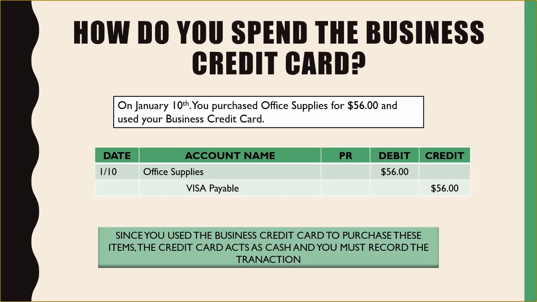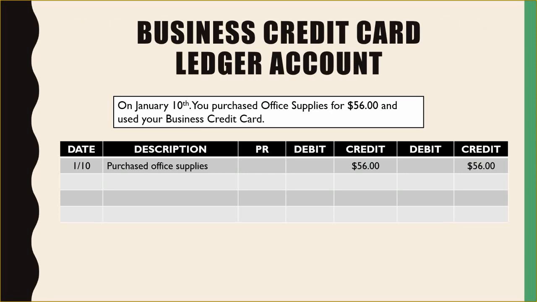So that's exactly what you're gonna do. You're gonna recognize what you bought. In this case, I bought office supplies, and I am going to credit, because I owe money now. I owe $56 now. Once you've done that, you're going to transfer that money amount into your ledger. Then your credit card is going to tell you that you have an outstanding balance of $56.